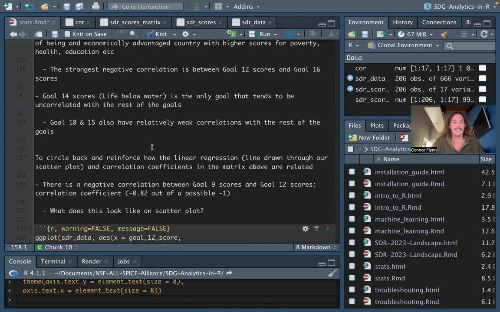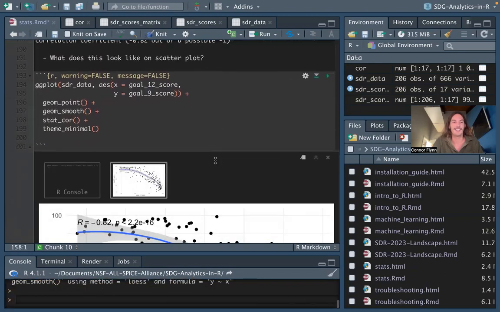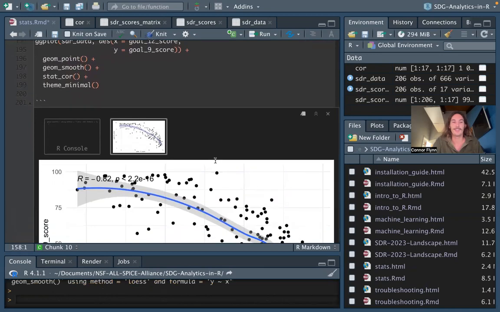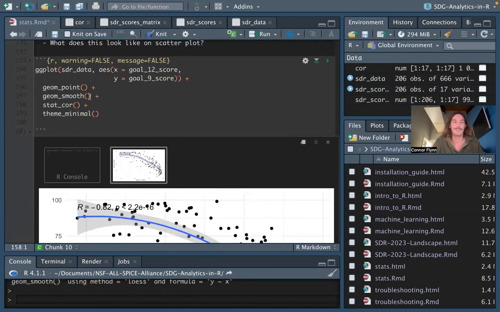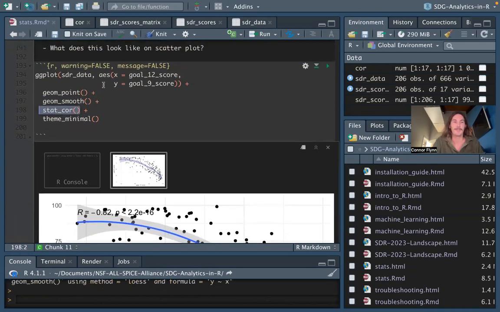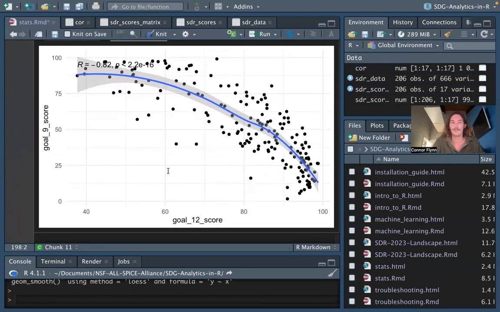So now when we go down, our last bit is just recapping, and plotting one more scatter plot with a trend line using geom smooth and a correlation coefficient using stat cor. And from this, we get a plot that shows a negative correlation between goal 9 and goal 12.